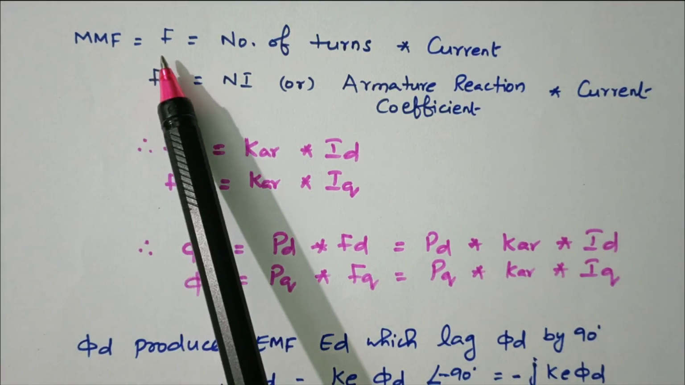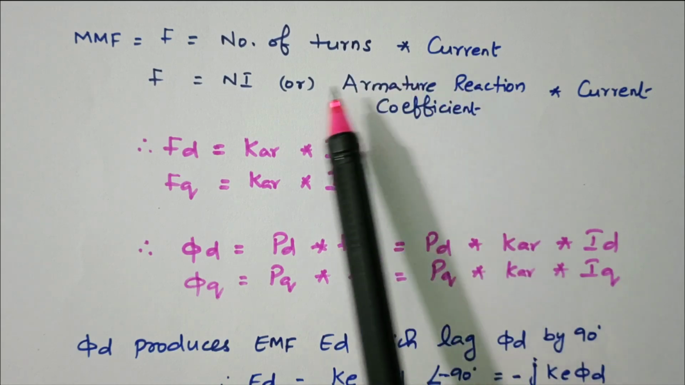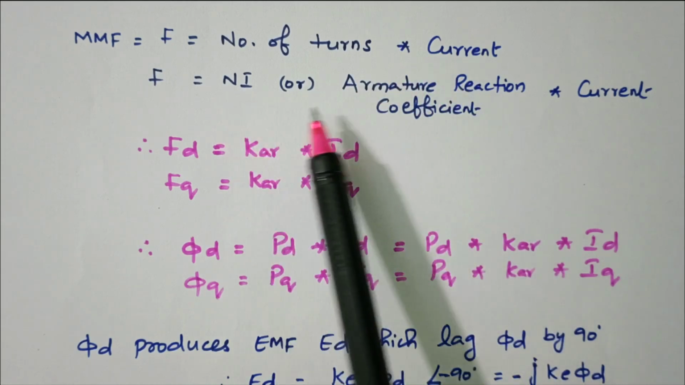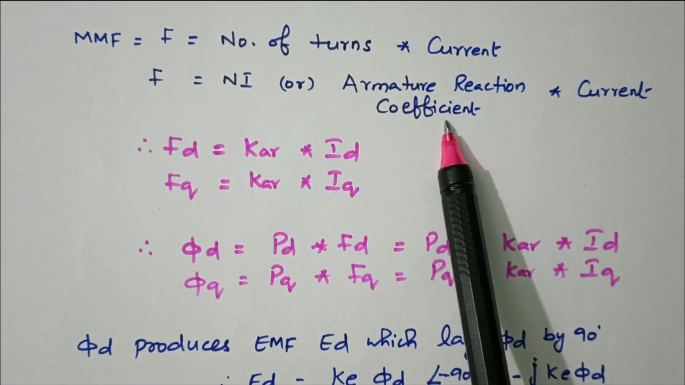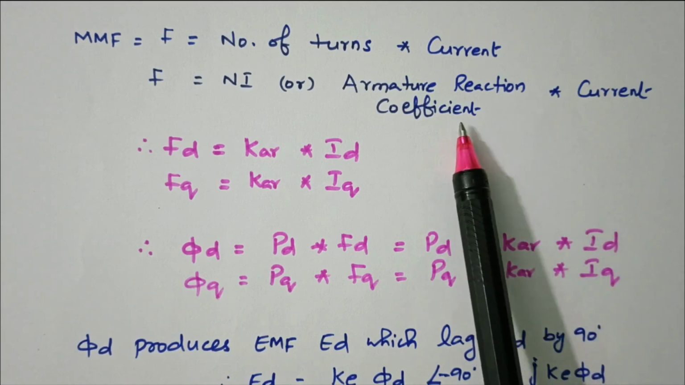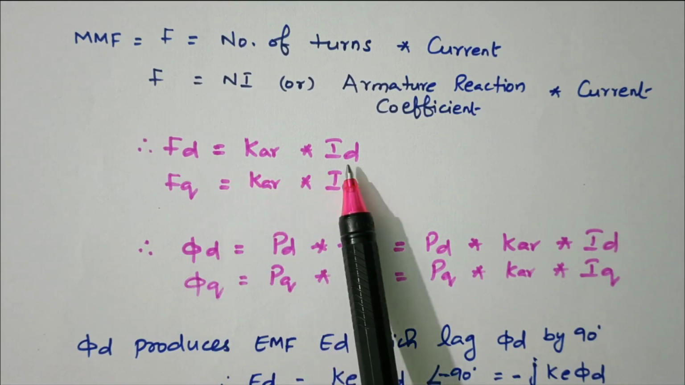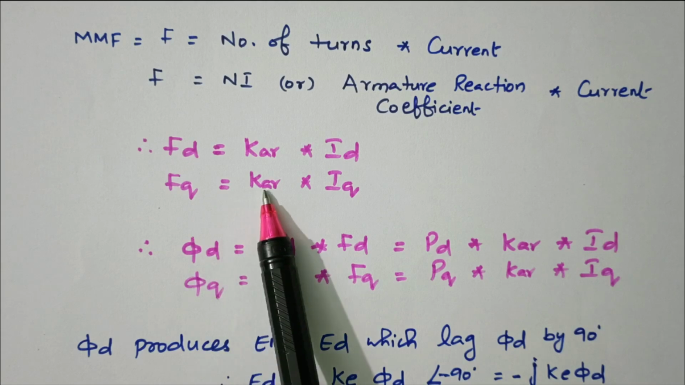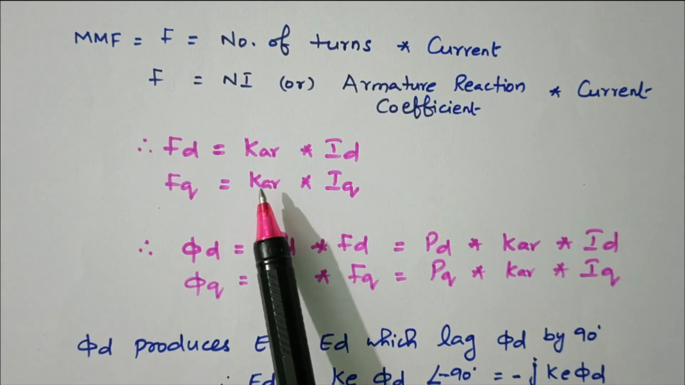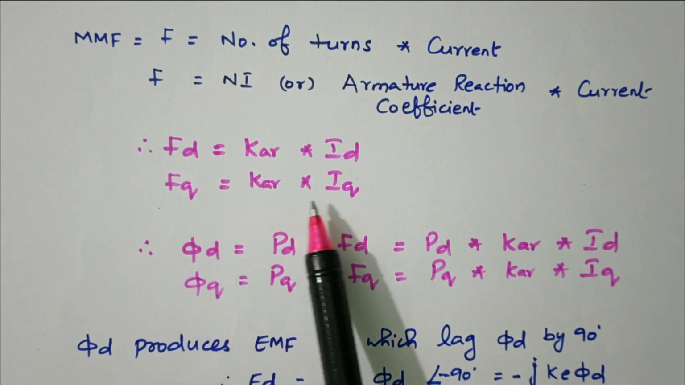So mmf, F, equals number of turns into current. The general formula is N into I, or armature reaction coefficient into current. Here we consider the armature reaction. So based on that, Fd equals Kar into Id. This Kar is a constant, the armature reaction constant for the d axis. Similarly, Fq equals Kar into Iq.